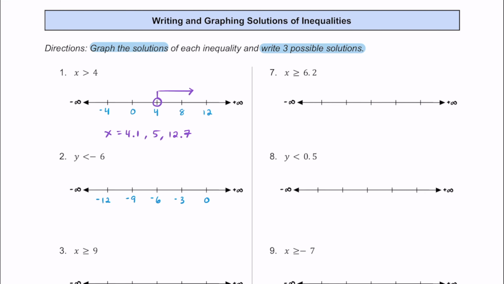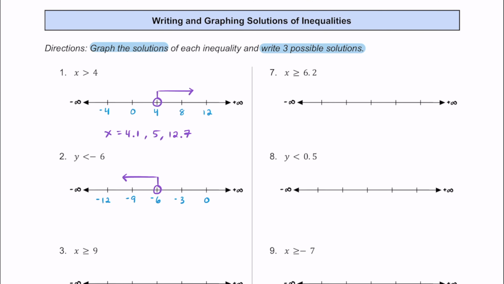It looks like we have a less than symbol, so let's put an open circle again on this negative 6 this time, and y has to be less than negative 6, so that's any values that are to the left of it. So let's draw an arrow. These are all the values that are less than negative 6.